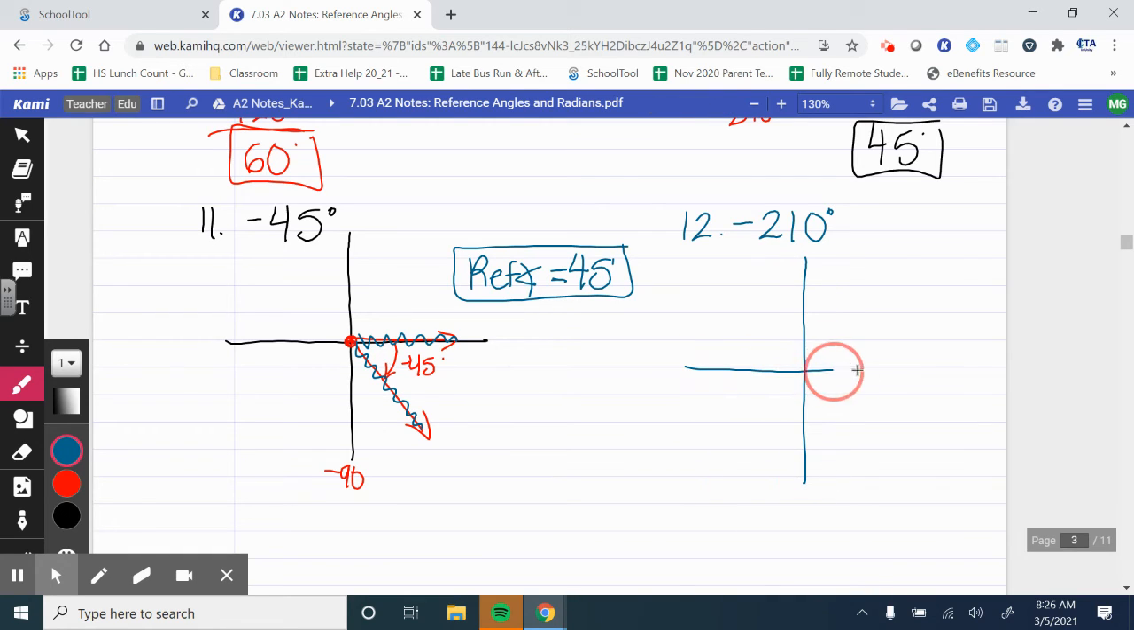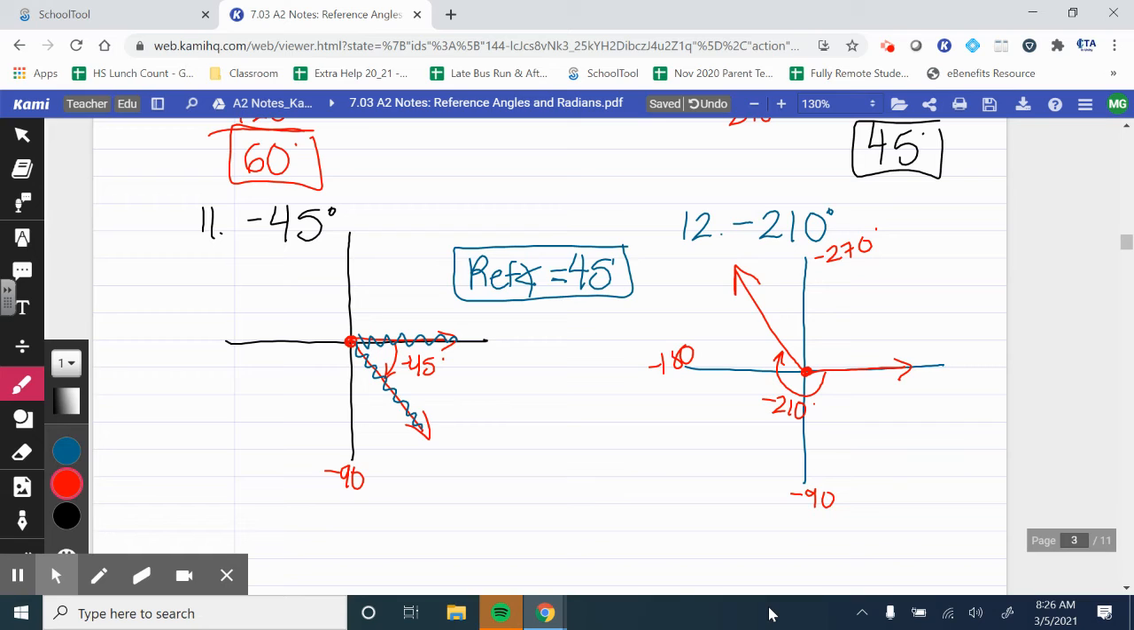Okay, so first you should have graphed it. Now, when we graph it, we are thinking negative. We still start, though, at the initial side as the positive x-axis. Since we're going down, this is going to be negative 90, negative 180, and negative 270. All right, so we're at negative 210, which puts us in quadrant 2. So from here to here is negative 210 degrees.